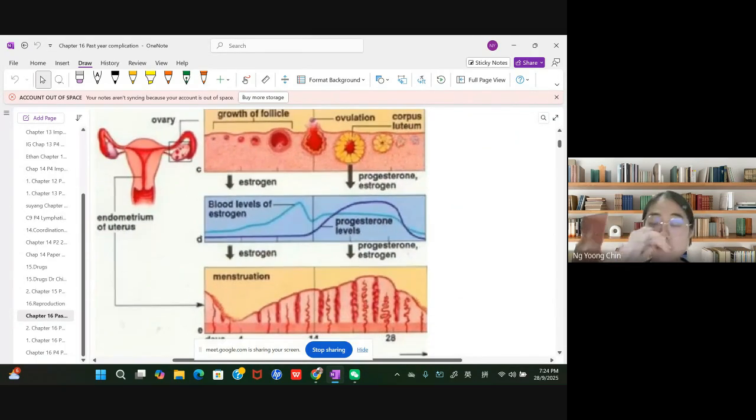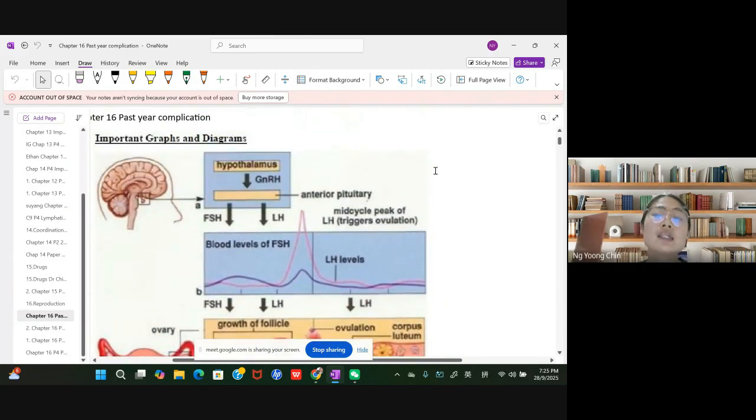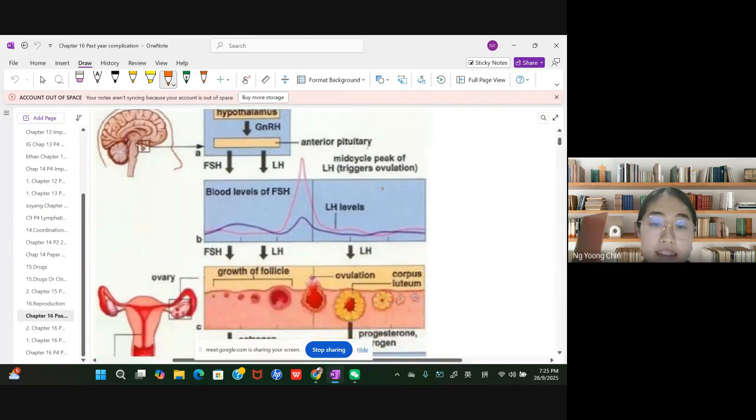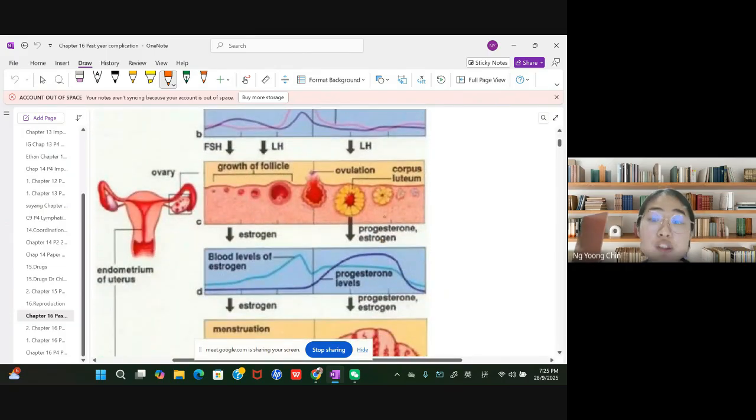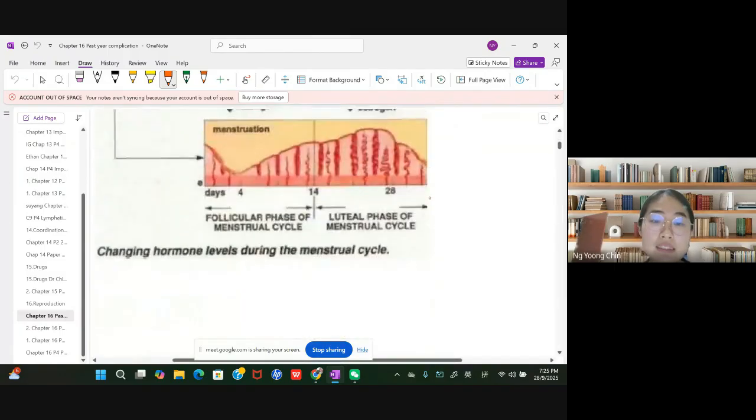You can see there will be fluctuations of the hormones. There will be 4 types of hormones taking part in the menstrual cycle, which is this one. You can see the FSH, LH, and the progesterone and the estrogen. These 4 types of hormones, and then how these 4 types of hormones work together to carry out the menstrual cycle. So it's something like this.